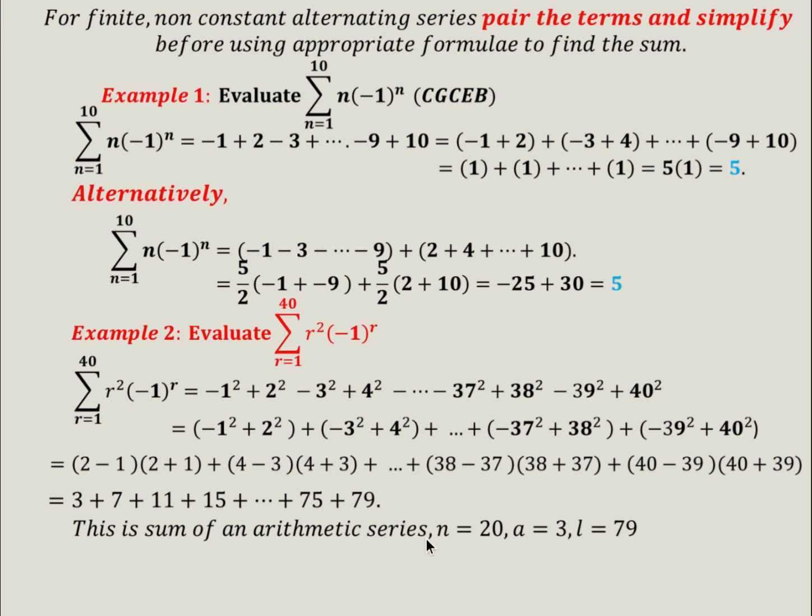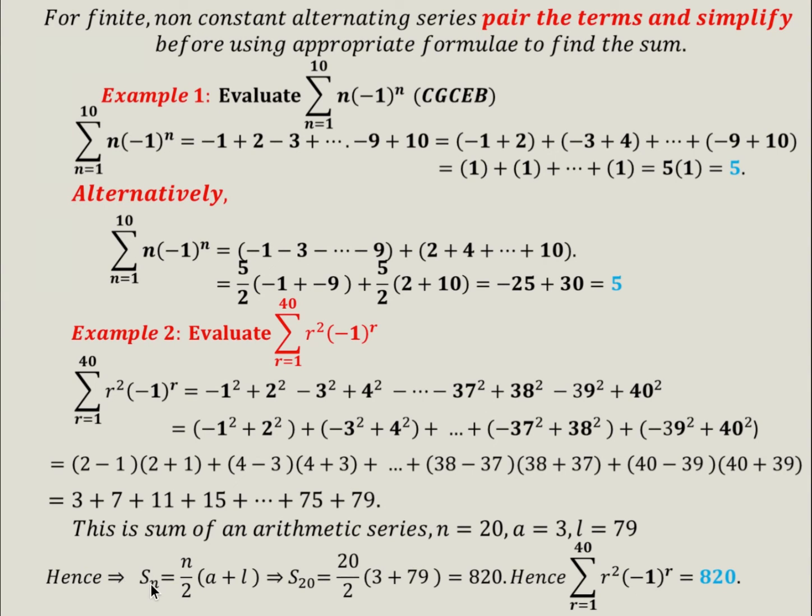Since the sum is an arithmetic series with the number of terms n being 20 and the first term being 3, the last term is 79. We then use the formula for the sum of the first n terms of an arithmetic series, which says the number of terms over 2 into the first term plus the last term, giving the sum of the first 20 terms that we're seeking to find as 20 over 2 into 3 plus 79, which gives 820. Hence, summation from r equals 1 to 40 of r squared into negative 1 to the power r equals 820.